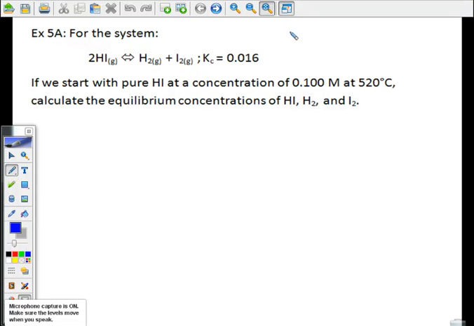So we're going to start here. I know it says number 5. That's fine. So we're going to be doing ICE charts.